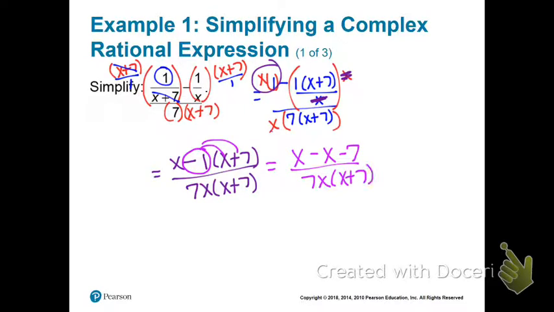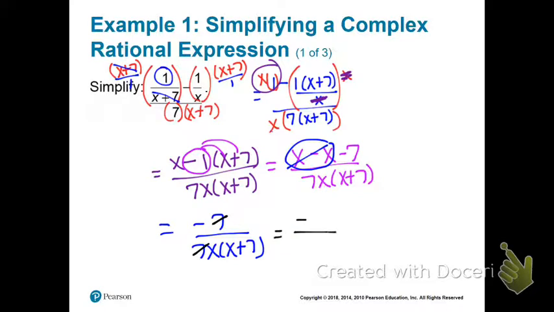Don't distribute the bottom because it's in factored form, and we're hoping that something will cancel. All right, then we can combine like terms. x minus x is 0. So we have -7 over 7x times x plus 7. Well, I can't do anything else in my numerator. My denominator is already factored, so can I cancel anything? I actually can, because I have a 7 in the numerator and this 7 in the denominator, which leaves me with a negative on top and then x times x plus 7 on bottom.